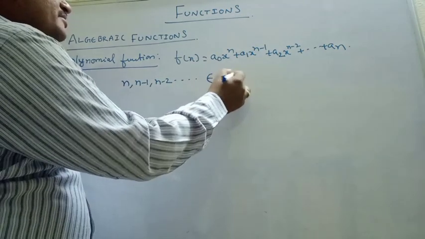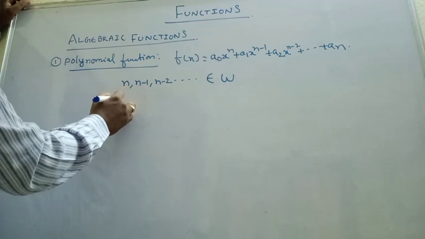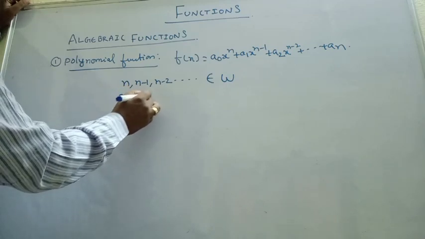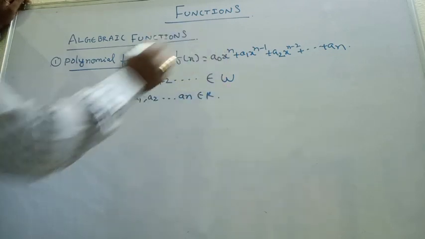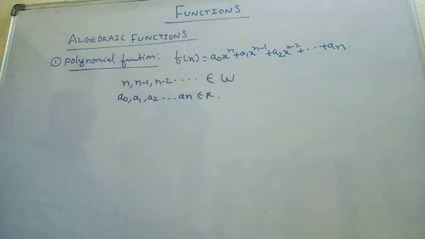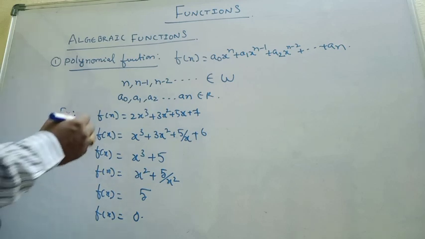That means they belong to whole numbers. And the coefficients a0, a1, a2, and so on up to an are all real numbers. This is what you call a polynomial function. There are many examples for this. Now we have some examples of polynomial functions.